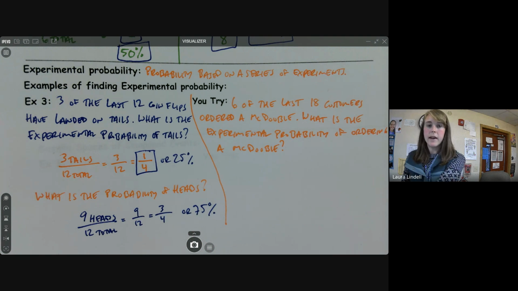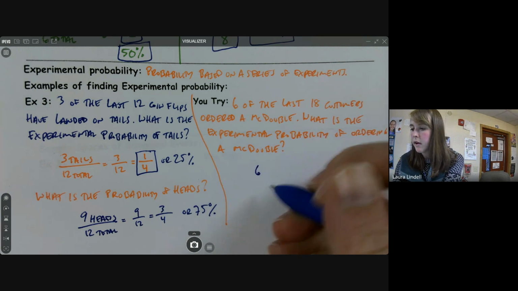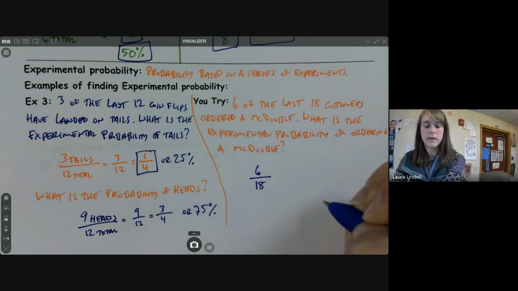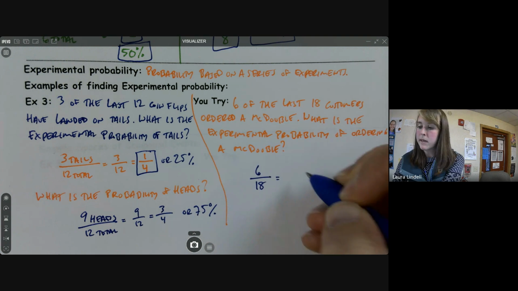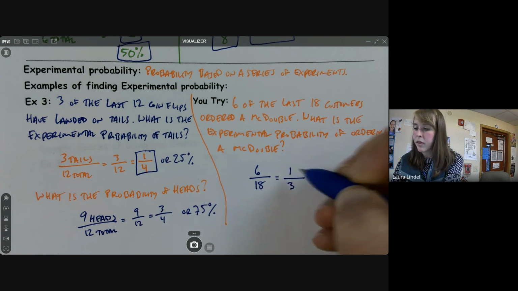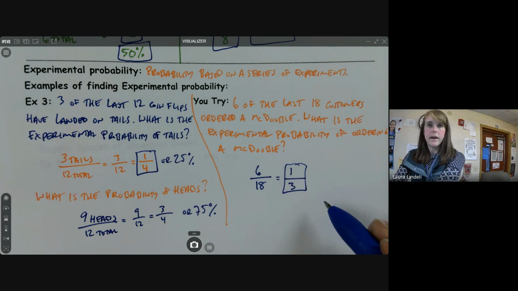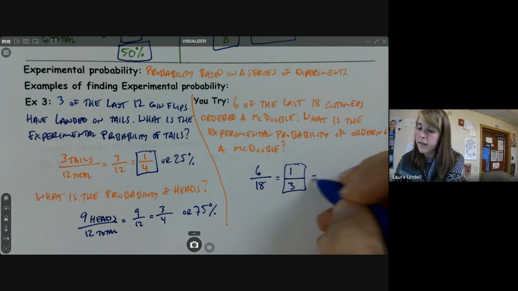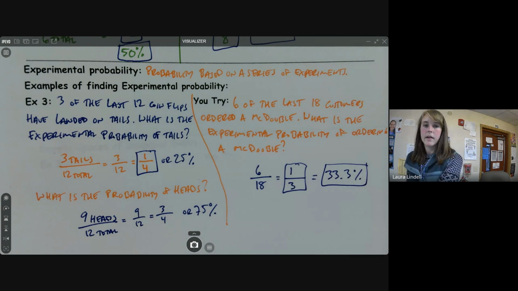All right, hopefully you did that. 6 of the last 18 customers ordered a McDouble, so that would be 6 McDoubles over 18 total customers. This does reduce. These are both divisible by 6. So 6 divided by 6 is 1. 18 divided by 6 is 3. This is the same as 1/3 of the customers ordering a McDouble. That's the probability there. So if we were to divide this in a calculator to get our percentage, that's the same as 33.3%.